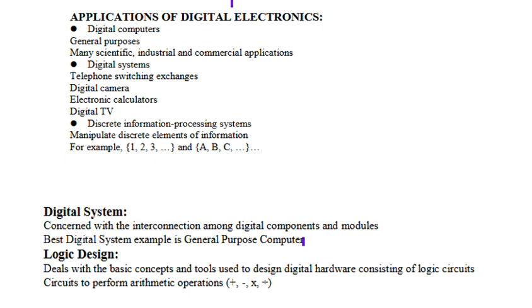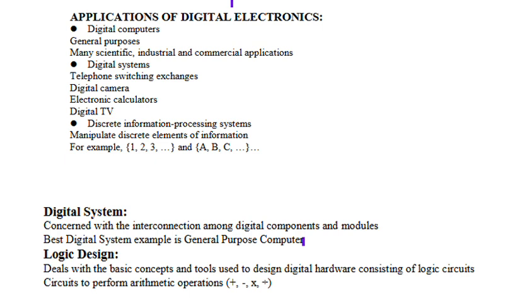Now let's understand what a digital system is. As I said before, the digital system is an interaction among digital computers and modules, which give complex outputs with simple design techniques. With simple design techniques, we get complex output. The best example is the general purpose computer.